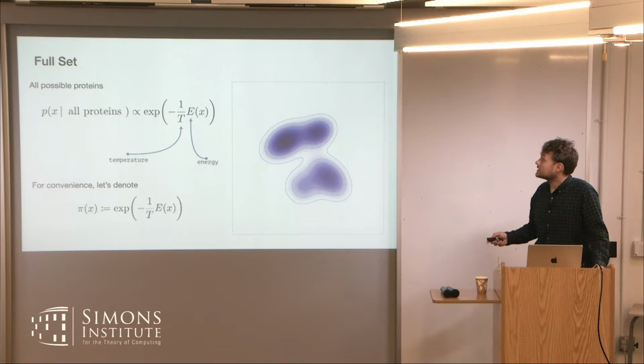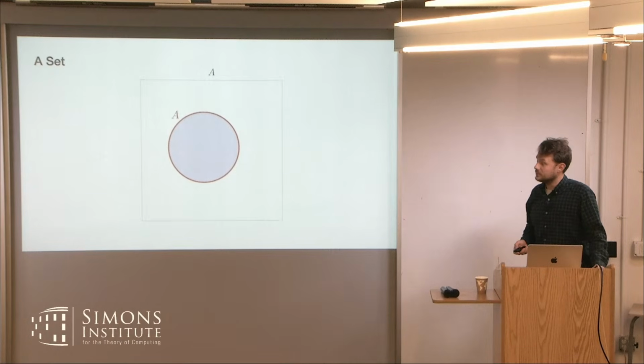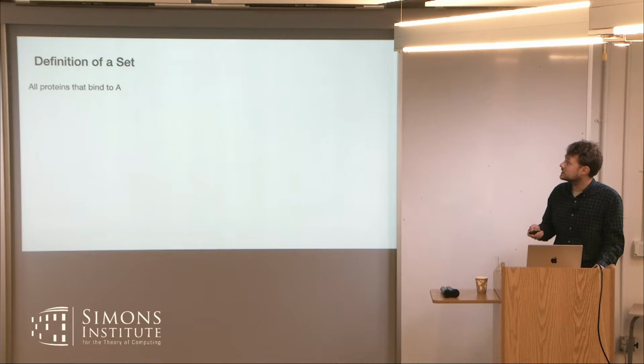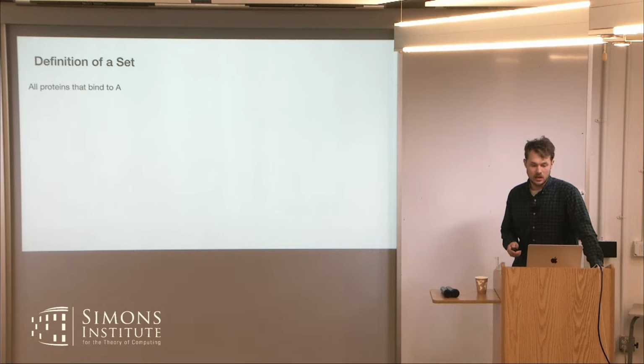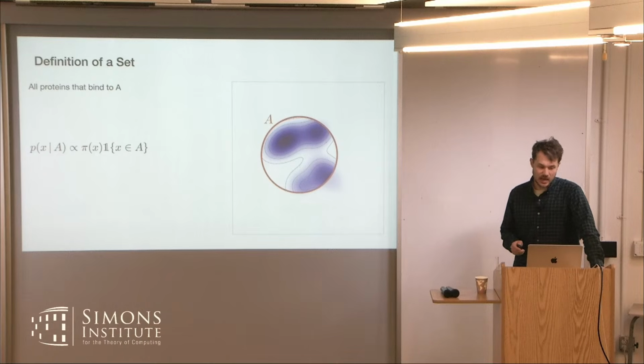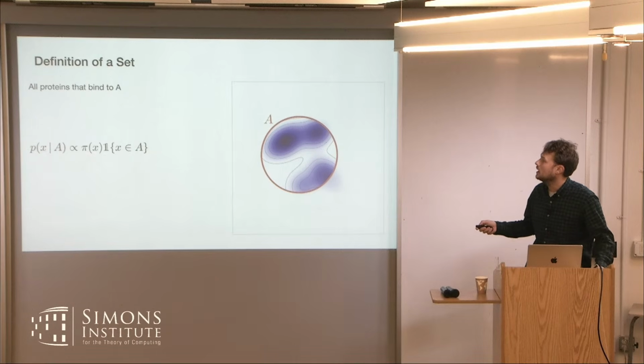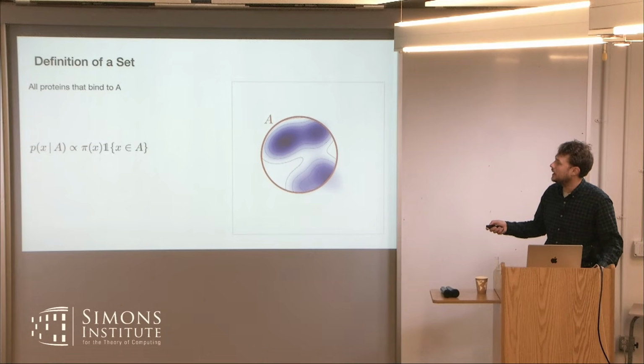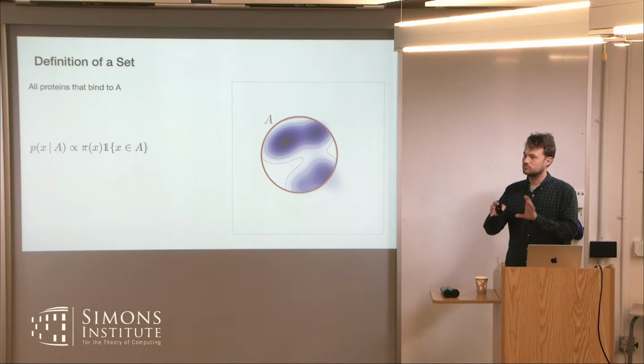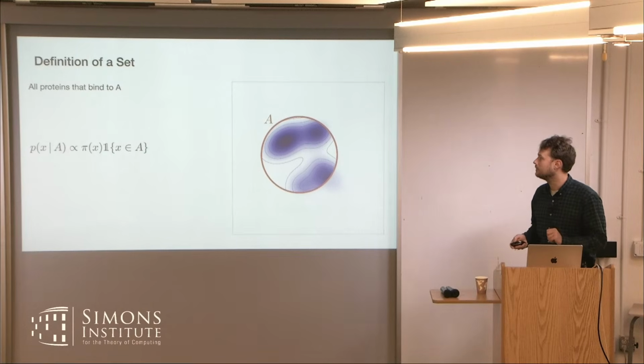Next, we'll go to the definition of a set. For the definition of a set, we're going to take the proteins, let's say, that all bind to some ligand A or some other protein A. It doesn't matter, something A. We'll introduce this as follows. We'll say that this is the conditional distribution x given A. We're going to multiply the entire set of proteins, pi of x, by an indicator function that tells that this is only the subset that has some property A, that binds to A.